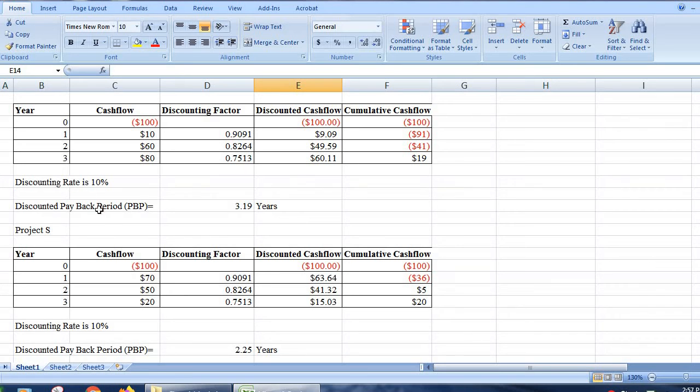We calculate the discounted payback period equal to 1 plus 0.7513 divided by 60.11, press enter. We get a discounted payback period equal to 3.19 years.